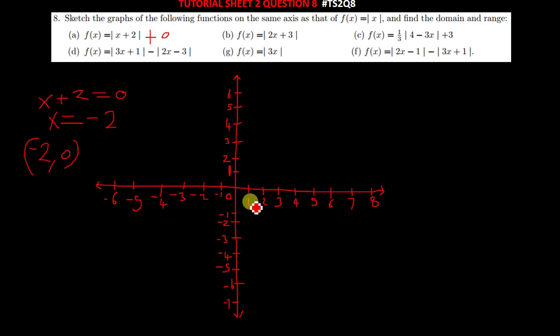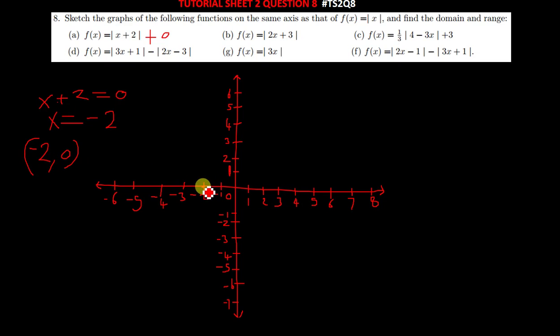Alright, so basically this is where our graph is going to turn from. It's going to turn at this point, negative 2 comma 0. So this is the point where it's going to turn from. It's going to turn at negative 2 comma 0, which is this point here.